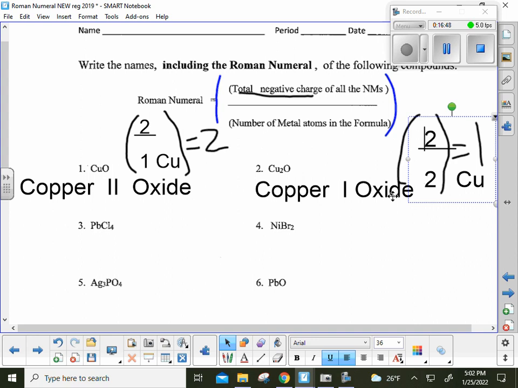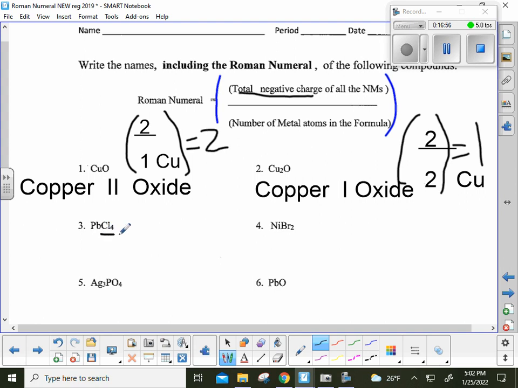And you basically want to look at the total negative of this right here. I'm going to try to use a pen here. What's the total negative of 4 chlorides? And you're going to put that total negative charge over only 1 lead. And that will tell you what the charge of lead is. Okay? What's the total negative charge of 2 bromines over 1 nickel? Okay, and you're going to do the math to figure out what it is.